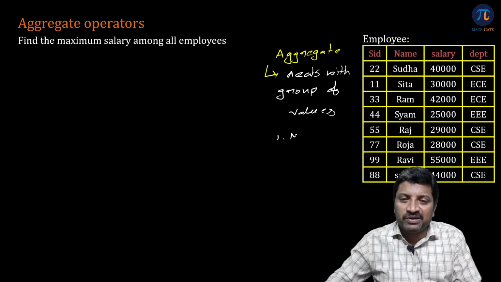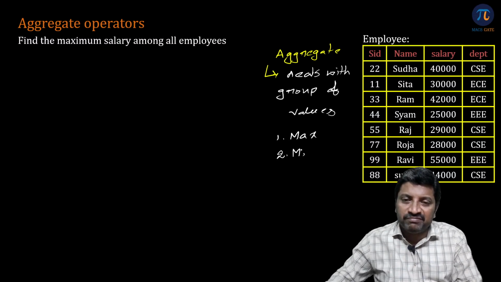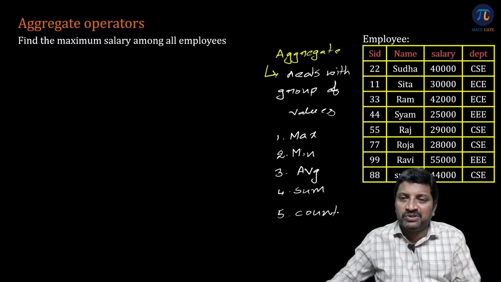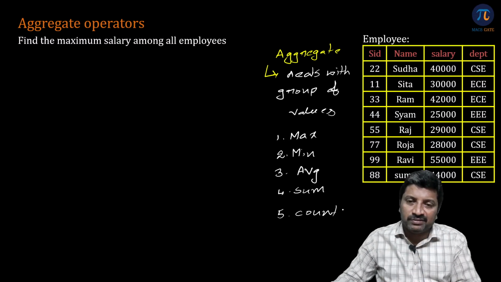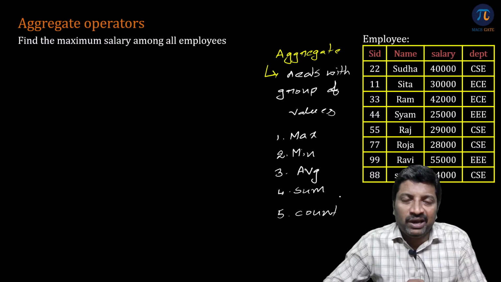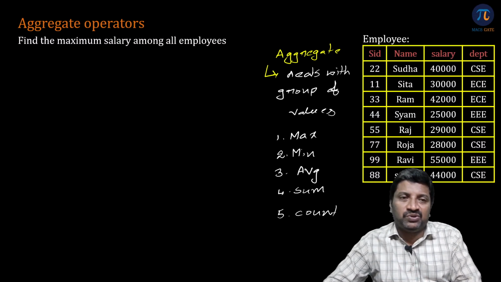What are the aggregate operators we have seen? Maximum of marks or maximum of salary, minimum of salary, average of salary, sum of salary, or count of so and so attribute. That may be salary or department or anything. So they are the 5 aggregate operators we are having in SQL.